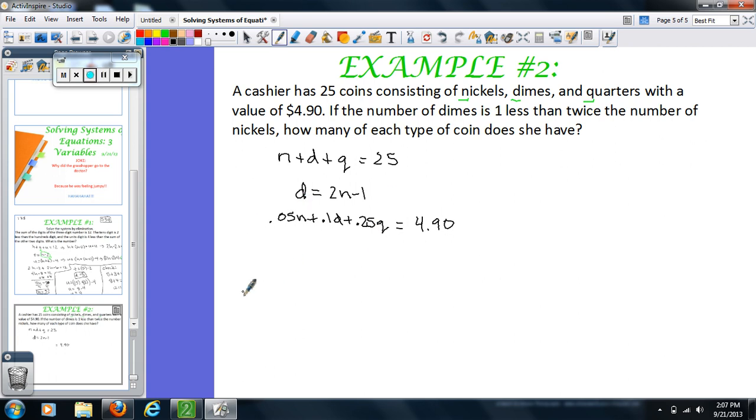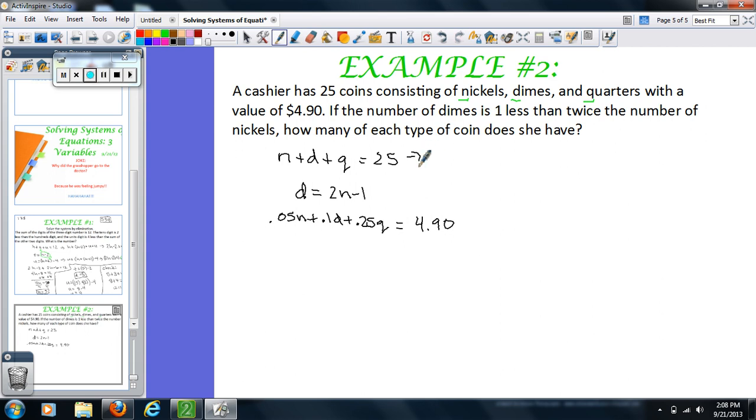Now, let's go ahead and do some solving now. Okay. So we know we can solve. Okay, so the first equation, let's go ahead and use this.